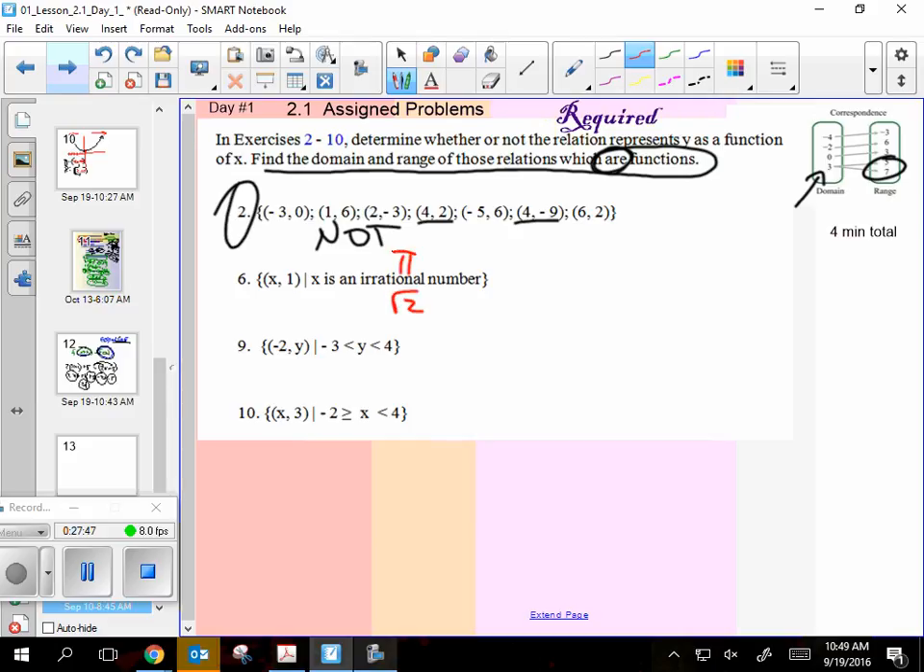Pi is irrational also, but square root of 2, what do they both have in common? They have decimals that do what? They never end. They go on forever. And they don't what? They don't repeat. Okay, so anyway, those are irrational numbers. So what did they just say about the domain? X is the domain, right? The domain is a whole bunch of things.